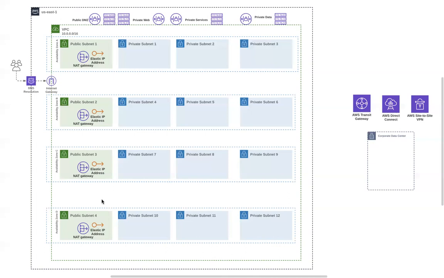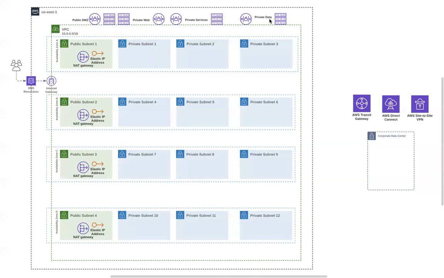So in this way, even if one availability zone goes down, you would still be able to serve your end users from another set of availability zones. So a highly available network architecture. The other thing that I want you to remember is having 4 route tables: one route table for the public subnets, one for the private web subnets, one for the private services subnets, and one for the private data subnets. In that way, you can handle your routes in a tiered approach.